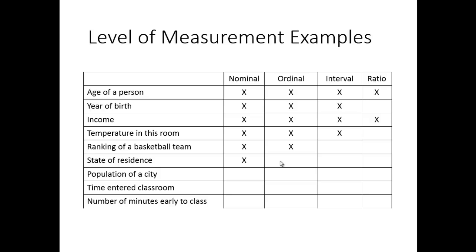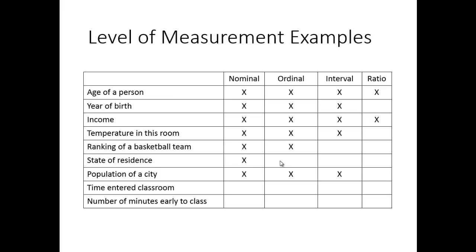Now, population of a city, okay, this could be nominal. We could put a city in the category of all cities with population 12,432. Kind of a strange thing to do, but you could do that. I would say population of a city is ordinal. You could list cities from smallest to biggest in terms of population. You could do interval for population as well.